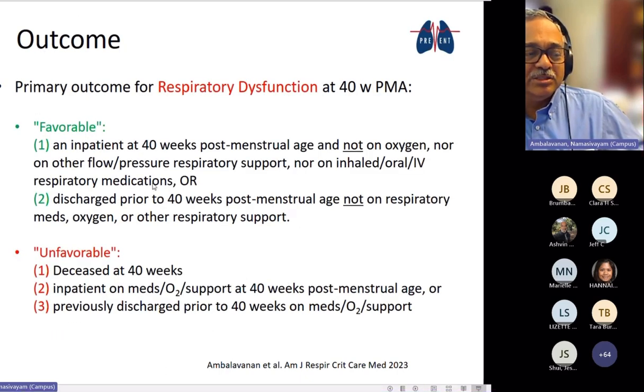And we spent a month or two trying to come up with what's the best outcome. As you mentioned earlier, BPD is not such a great outcome, but we came up with an outcome which is a lot like BPD, but at 40 weeks. So basically, unfavorable outcome was if the infant had died by 40 weeks or was still an inpatient on medications, oxygen, or respiratory support at 40 weeks, or discharged prior to 40 weeks on medications, oxygen, or support. And a favorable outcome was if they did not die or need any of these medications or support at 40 weeks. So similar to BPD, but at 40 weeks.